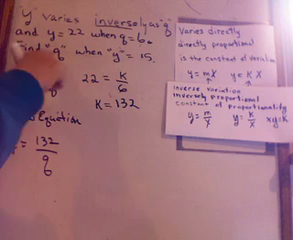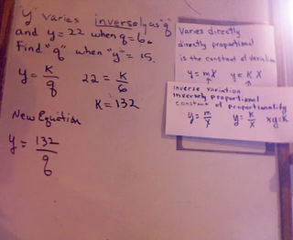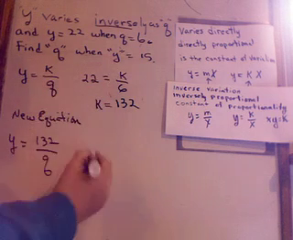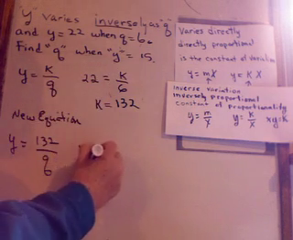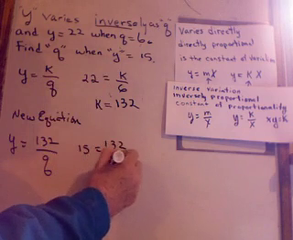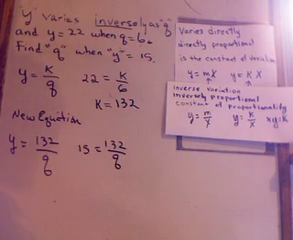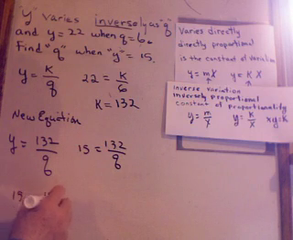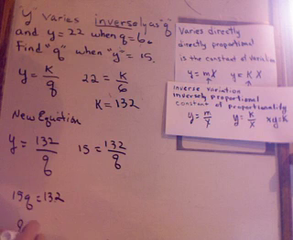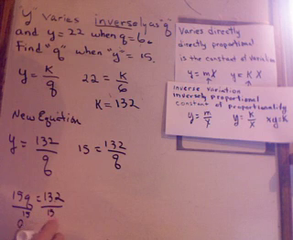All right, directions. Find q when y equals 15. Let's plug it in. Y is 15. So 15 equals 132 over q. All right, let's solve this. Multiply both sides by q. So 15q equals 132. Let's divide by 15. Q equals 132 over 15.